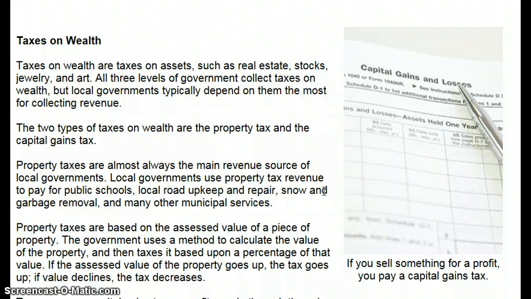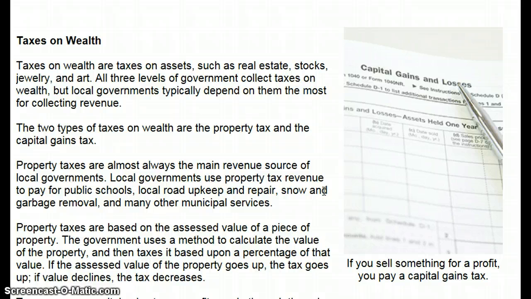Taxes on wealth. Taxes on wealth are taxes on assets such as real estate, stocks, jewelry, and art. All three levels of government collect taxes on wealth, but local governments typically depend on them the most for collecting revenue. The two types of taxes on wealth are the property tax and the capital gains tax.